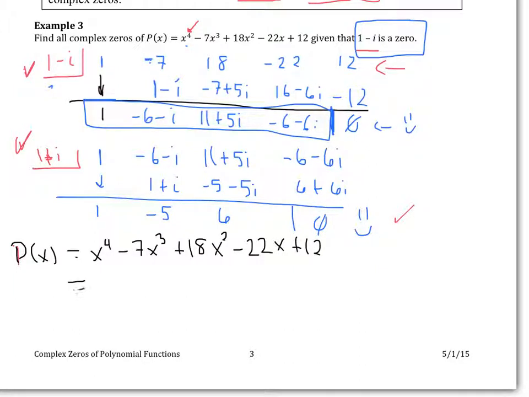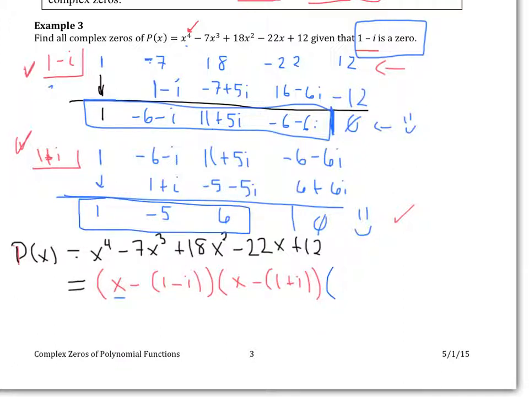When you factor this, since you have these two zeros, one of the factors is x minus (1 minus i), because 1 minus i is a 0. So the idea here is that when you plug in 1 minus i for x, it should cancel the 1 minus i here. The other factor is x minus the other 0, which is 1 plus i. And again, if you plug in 1 plus i for x right here, you should get 0. And the final thing is that these coefficients, the 1, the negative 5, and the 6, give you your other polynomial, x squared minus 5x plus 6.